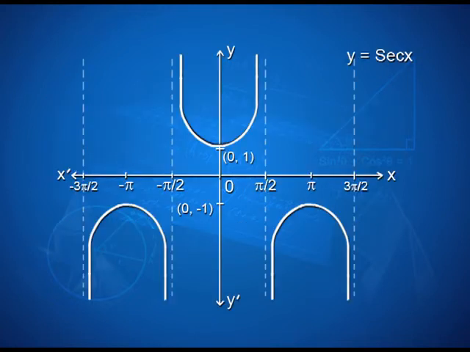The graph of the function y is equal to sec x can be drawn in this manner with X dash O X as x axis, Y O Y dash as y axis. We can observe how the graph is decreasing and increasing between 0 to pi by 2. Similarly, the graph between minus 3 pi by 2 and minus pi by 2, we can see how it appears, and here between pi by 2 and 3 pi by 2, it can be seen in a similar manner. It is just the mirror image of the previous graph.